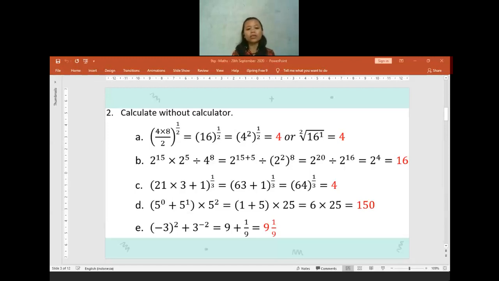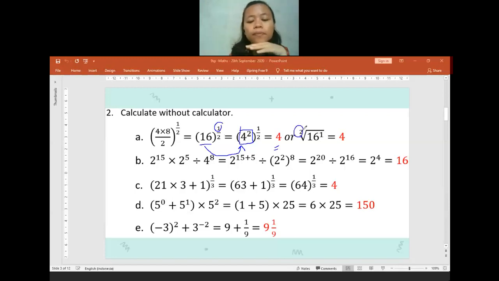So the first thing for question 2A, you have to simplify the calculation inside the bracket. After you simplify, there are 2 ways that you can do. You can change the number inside the bracket into index form, because you know 16 is equal to 4 to the power of 2. And then power of a power, you can simplify it by doing a multiplication. 2 times a half will be 1. That's why the final answer will be 4. Or you can change the fractional indices into root form. The numerator will be the power for the number. The denominator will be the power for the root.